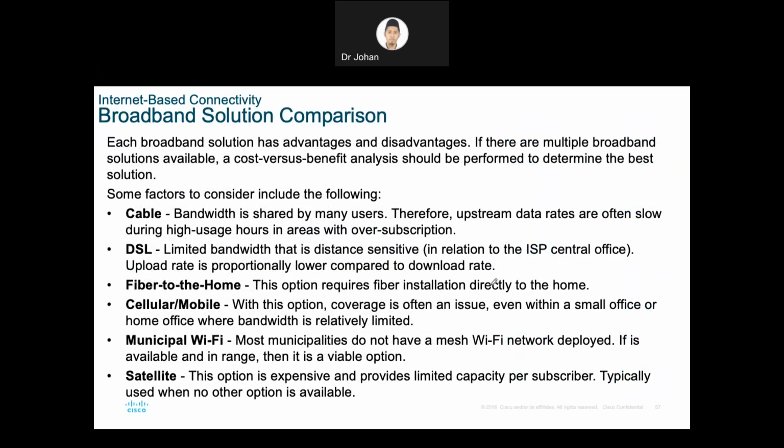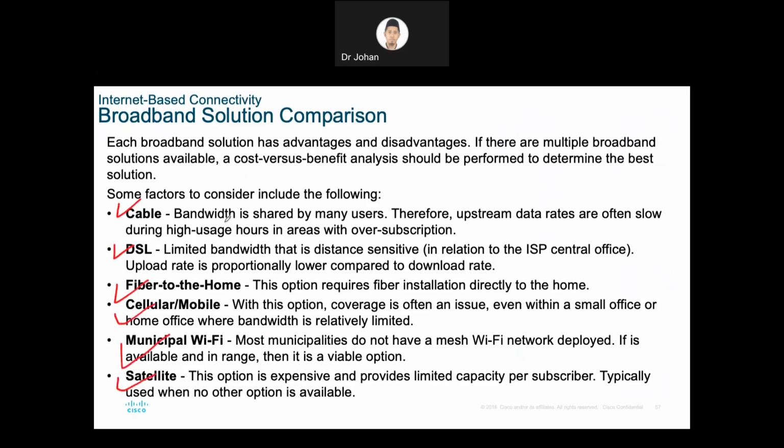Broadband solution comparison. Each broadband solution has advantages and disadvantages. If there are multiple broadband solutions available, a cost versus benefit analysis should be performed to determine the best solution. Some factors to consider include the following. First, cable. Next, we have DSL. Fiber to the home, cellular and mobile, municipal Wi-Fi, and also satellite.